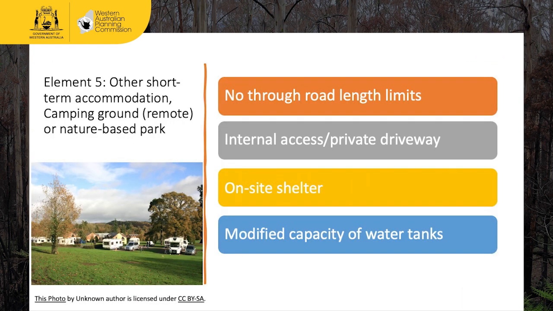Revised acceptable solutions for short-stay accommodation and remote caravan and camping grounds have been included. These include some changes to the requirements for no-through roads to be 200 metres, some scenarios where on-site shelter can be provided as an acceptable solution, and the provision of water supply for firefighting purposes has been changed to reflect the revised amounts in Element 4.